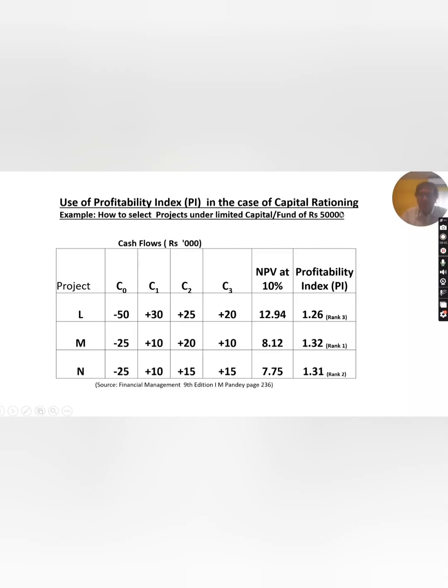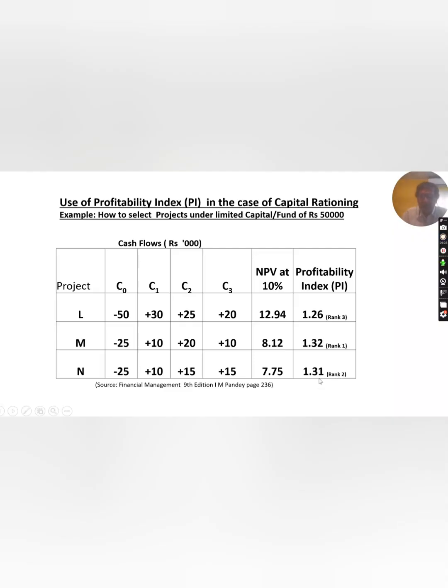Your fund is 50,000. Then how will you select the project? You will select the rank 1 project first, because that will give more NPV per unit of investment, as it is the highest return. That's why you will select first within your limited funds, 50,000. That means we'll select first M, which requires 25,000. Next, which one will you select? Next, you will select this project.